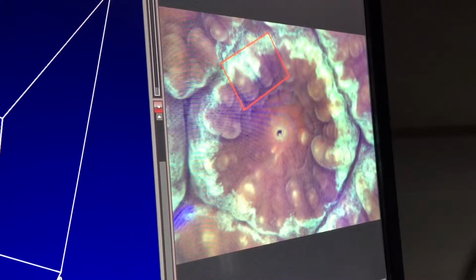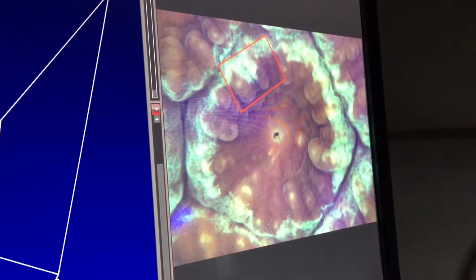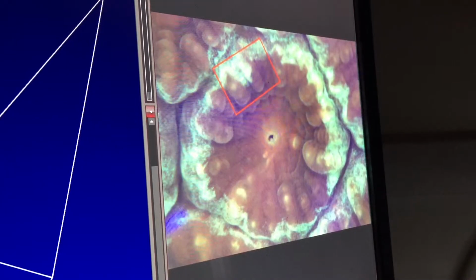We can get detailed structural information not only on the surface but also within the tissue. Because with OCT we're able to image the coral tissue live. So we can look at these behavioral modifications. We can look at changes in tissue structure.